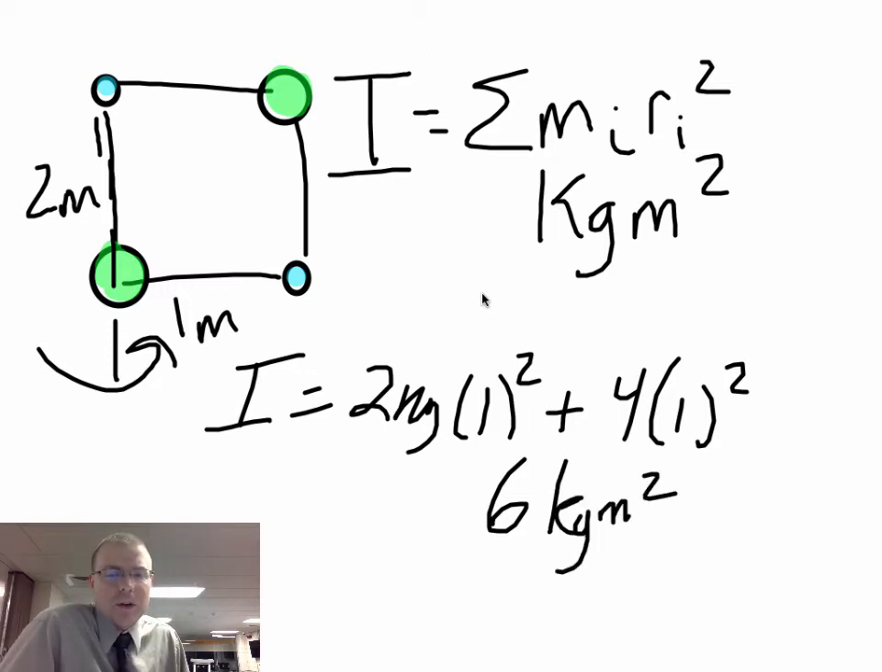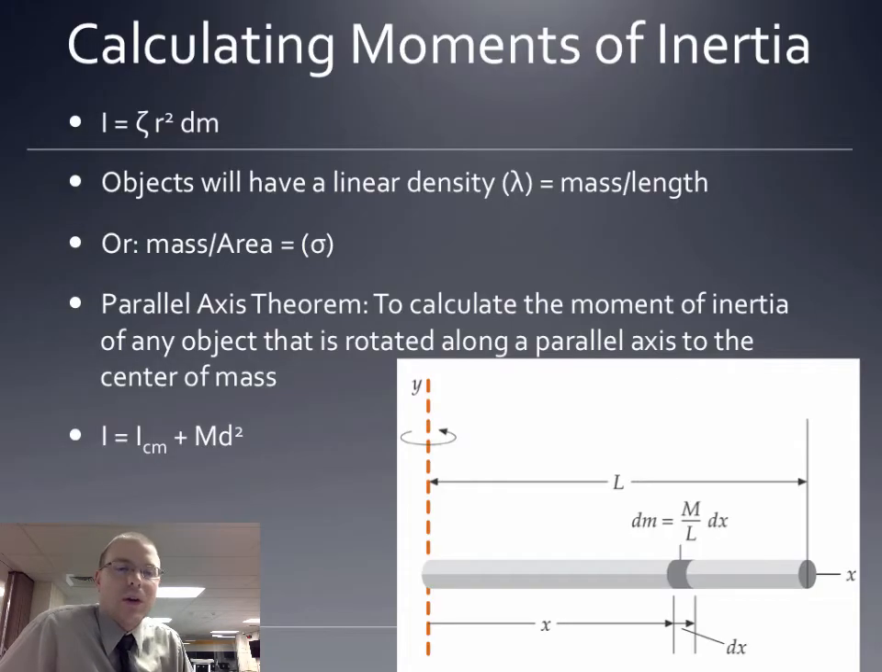But there's a useful theorem out there that helps you do this when you try to pivot about a point that's parallel to the spinning around the center of mass. What we call that is the parallel axis theorem. The parallel axis theorem states that if you want to calculate moment of inertia from any object rotated on an axis parallel to the center of mass, all you have to do is take the moment of the center of mass plus the total mass multiplied by d squared. So let me show you how to use the parallel axis theorem for the problem we just did.